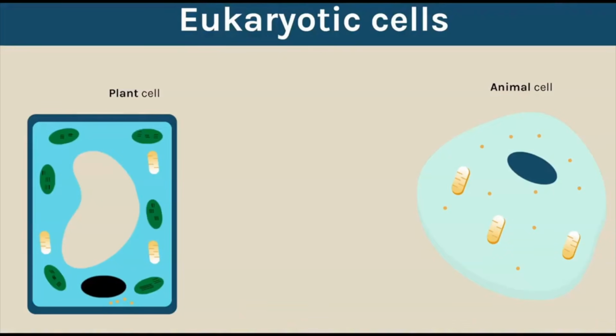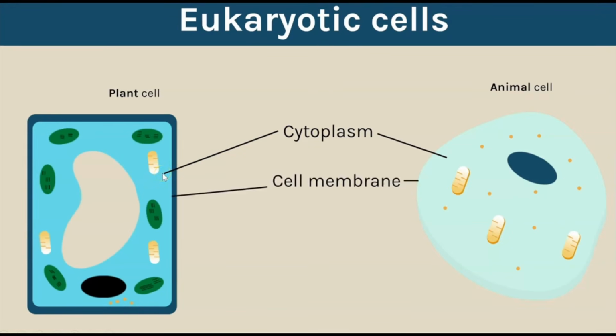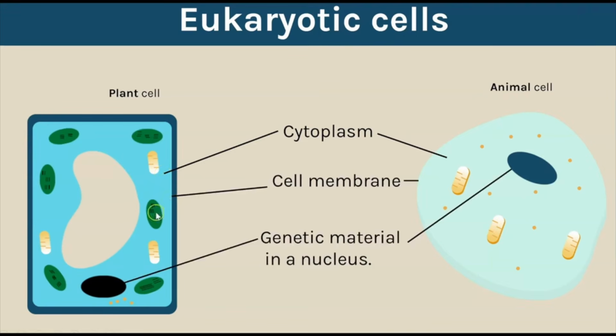First of all, we've got here our 2 examples of eukaryotic cells for GCSE. We have a plant cell and an animal cell. And if you haven't already seen my video on eukaryotic cells compared to prokaryotic cells, I'll link it up here so you can go and take a look. Some of the key structures inside a eukaryotic cell are cytoplasm, a cell membrane, and genetic material that is within a nucleus rather than loose in the cytoplasm.